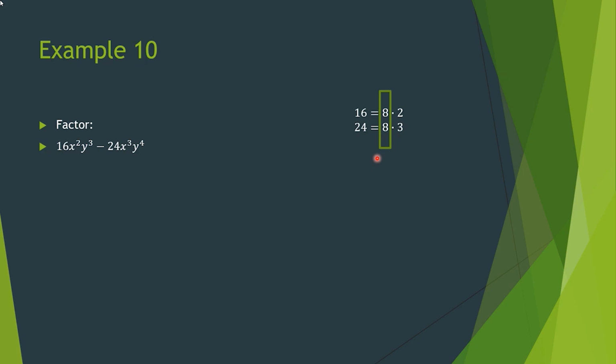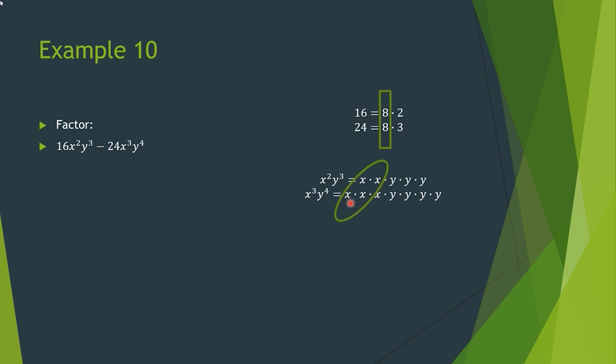You can do a prime factorization as well. But if you know for sure what's the largest number that goes into both of those, you'll save some time by just seeing the number, the largest number that goes into both those. So then compare the exponent or the variable portion. And again, it's what they have in common. So I can write these out. X squared is the same as x times x. Y cubed is the same as y times y times y. Now you see what they have in common.